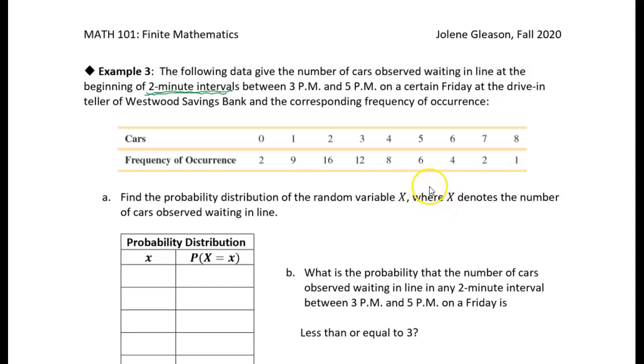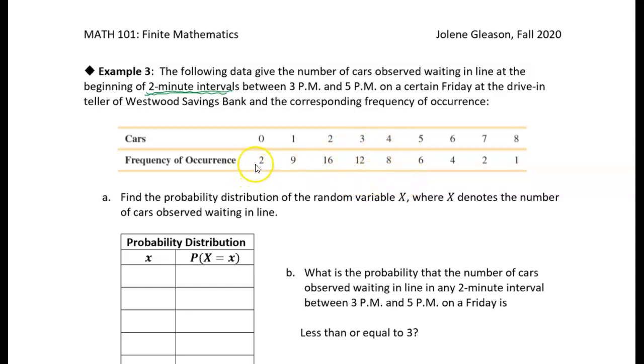So you're going to have a list of values, and then somebody has taken the data and put it together. They counted the number of intervals where they observed 0 cars in line, and there were apparently 2 time intervals where that happened. For 9 of the time intervals, they recorded 1 car in line. For 16 of the time intervals, they recorded 2 cars in line. So that's the first thing that's important, to understand what they are showing you here.